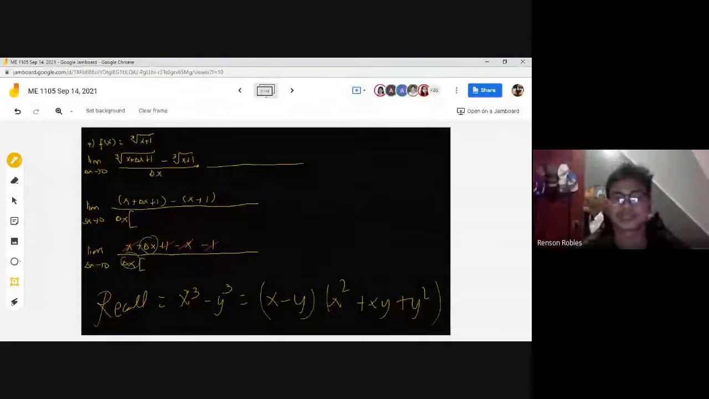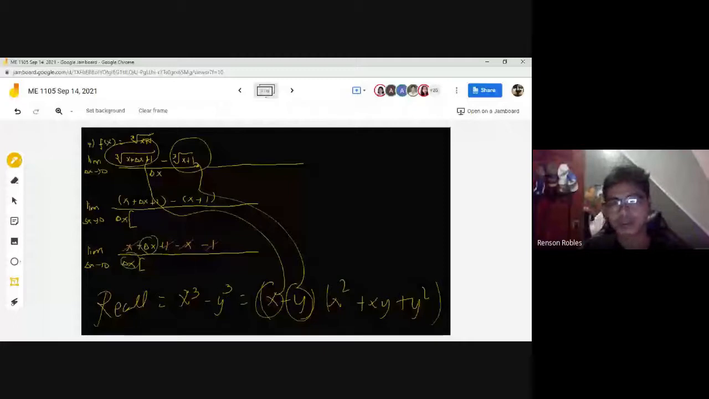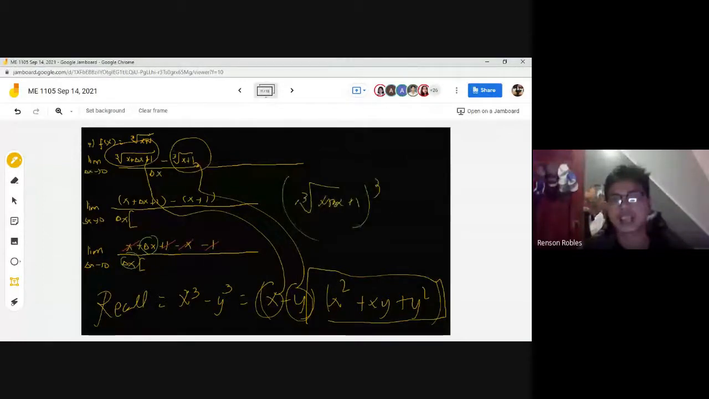Okay, that's the key. So you now have x represented by this, and y represented by this. So when you think of this form, and then you multiply it here, so that it will become cube root of x plus delta x plus 1 cube, and then cancel, minus cube root of x plus 1 cube. Do you get it? Yes, no? Yes po. Okay, so what will be the multiplier?